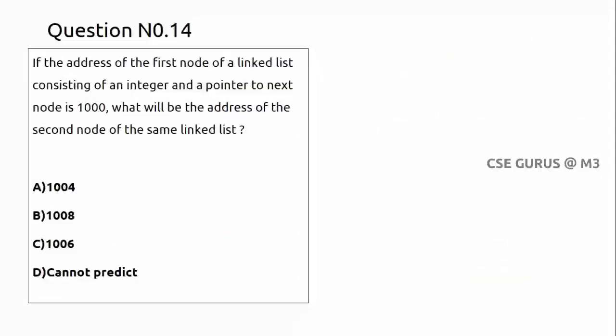Coming to question number 14. So this is a question regarding the linked list concept. The address of the first node of a linked list, consisting of an integer and a pointer to the next address node, is 1000. What will be the address of the second node? So a linked list will have a node with a data part and an address part, where data something like x will be there, address will be there here. So this address, here it is giving 1000, some example. So here it is asking what is the address of this one.